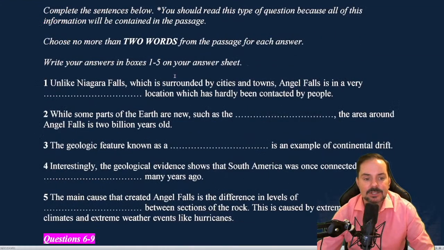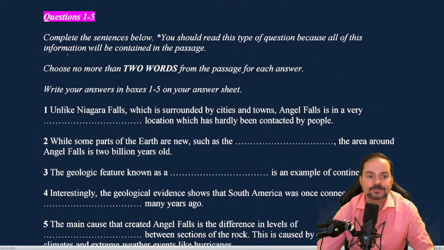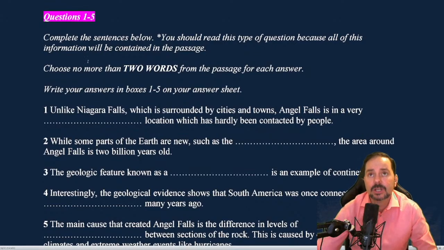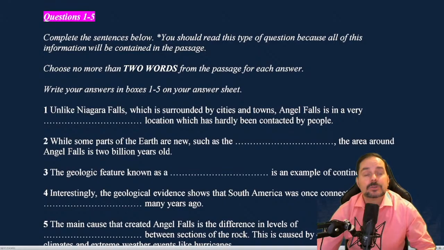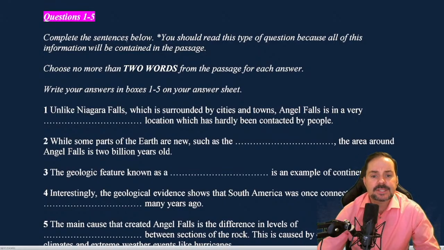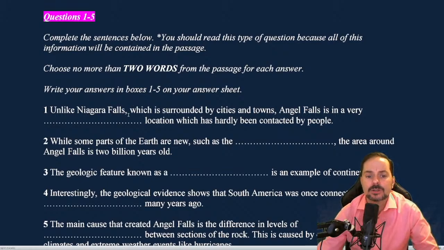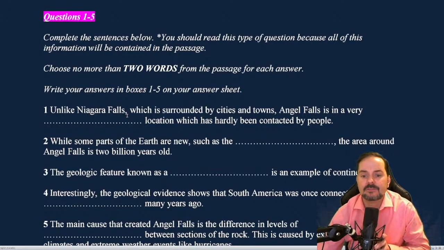Okay, let's answer some questions. So ideally, we're not searching the passage for every answer. Let's take a look at this. Complete the sentences below. You should read this type of question because all of this information will be contained in the passage. That's my note. Choose no more than 2 words from the passage for each answer. Write your answer in boxes 1 to 5 on your answer sheet.